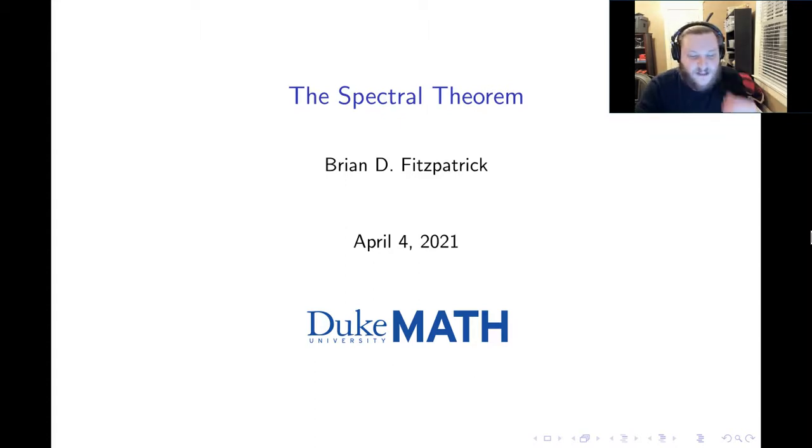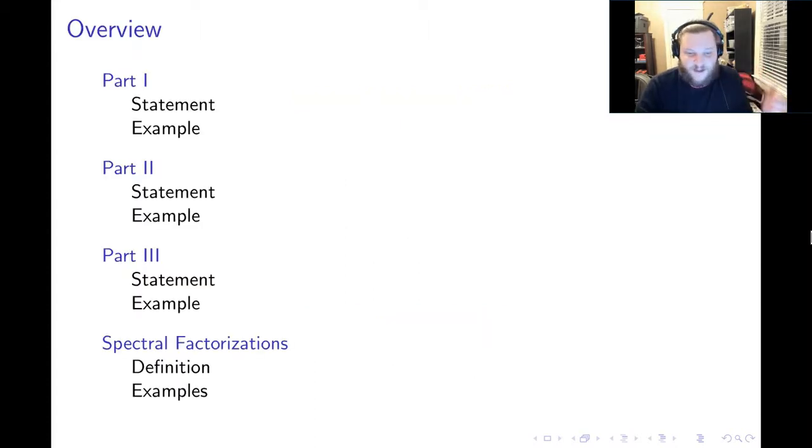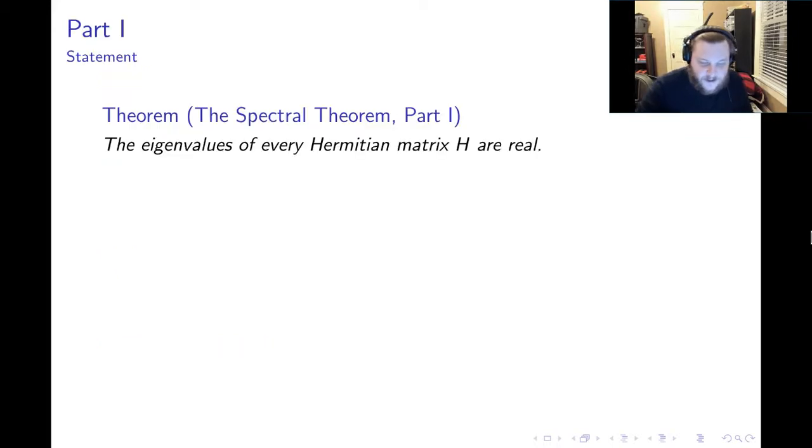So this theorem comes in 3 stages, and the 3 stages ultimately come together to give us a new type of factorization. So let's discuss part 1 of the spectral theorem. The first part of the spectral theorem says that the eigenvalues of every Hermitian matrix H are guaranteed to be real numbers. So let's say that again. The eigenvalues of every Hermitian matrix are guaranteed to be real numbers.